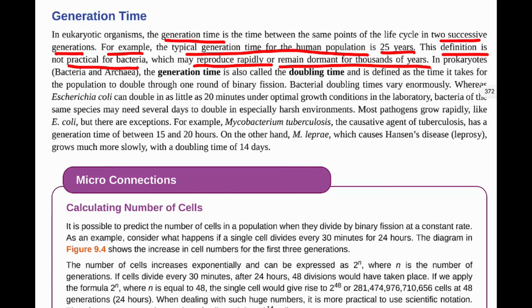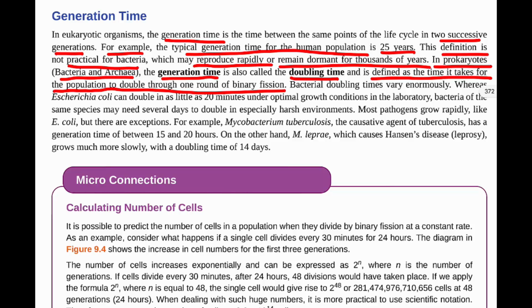So instead, in prokaryotes, so bacteria and archaea, the generation time is also called the doubling time. It's defined as the time it takes for the population to double through one round of binary fission. So we can start with 10 cells, and once we get 20 cells, that's the doubling time or the generation time. If we start with 100,000 cells, when we get 200,000 cells, that's our doubling time.